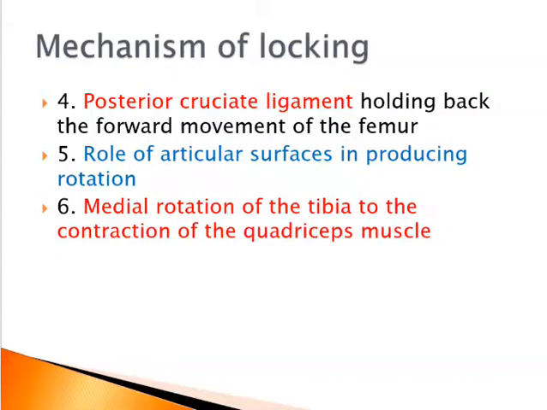Further, the posterior cruciate ligament holds back the forward movement of the femur, and there is also a special role of the articular surfaces in producing the rotation leading to locking of the knee joint. Further, there is medial rotation of tibia upon the contraction of the quadriceps muscle. So these six factors help in the mechanism of locking.